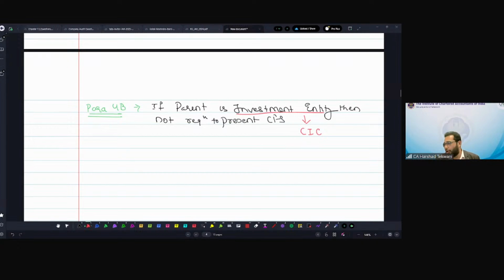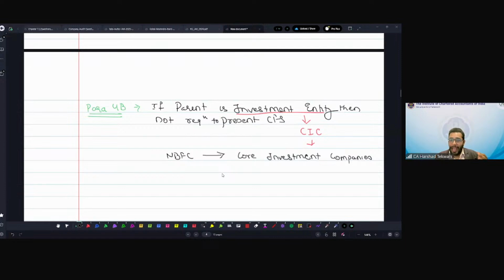No, not a government related company. CICs are basically core investment companies. These are a type of NBFC. We will see NBFC in the next chapter. These are the NBFCs, core investment companies. Their primary purpose is to perform investment in shares and securities.